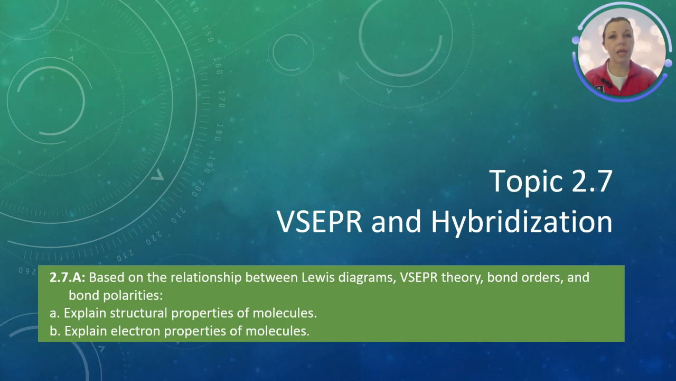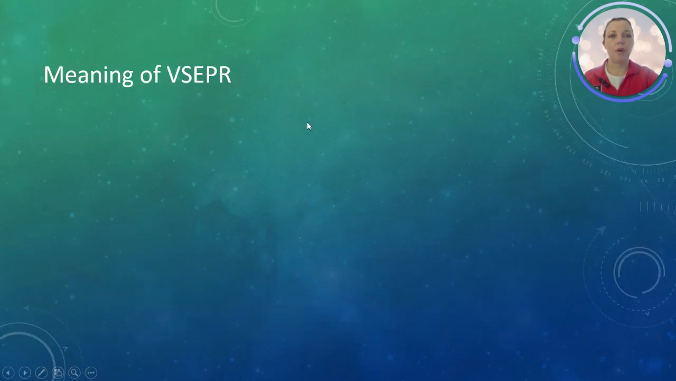The learning objectives for today are 2.7.a, based on the relationship between Lewis diagrams, VSEPR theory, bond orders, and bond polarities: A, explain structural properties of molecules, and B, explain electron properties of molecules. So let's get into this. This has the potential to be a long section, so we're going to see if we can get through this as quickly as we can, but I want to make sure that you still understand.